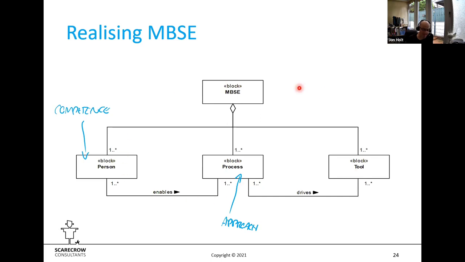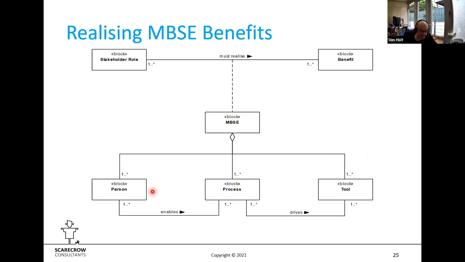So all I'm going to do is take this diagram now and expand it ever so slightly. What I've done here is the same diagram we can see here, but I've introduced this idea of stakeholders and benefits. So stakeholder roles and benefits. What this says now is that stakeholder roles must realize benefits via or using MBSE. If we can't realize benefits, then we failed. But in order to do that, we need to understand what those benefits are. And in order to understand the benefits, we need to understand why. Why are you setting out to do this in the first place?